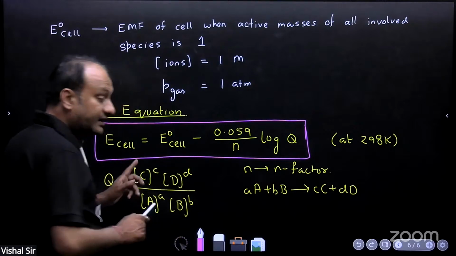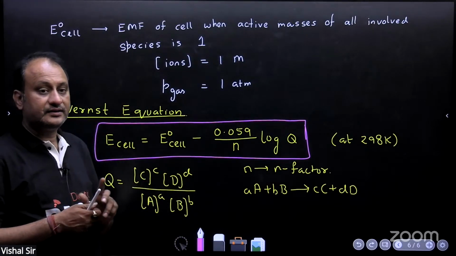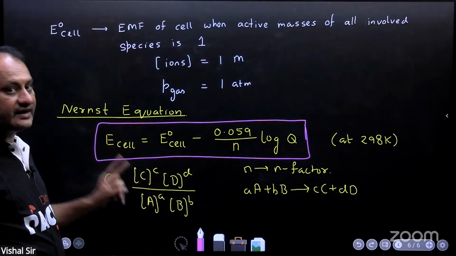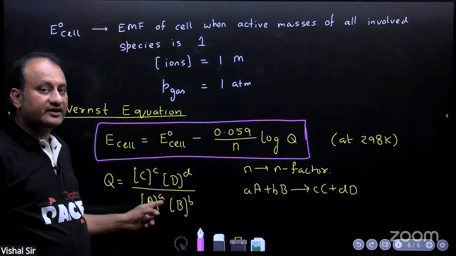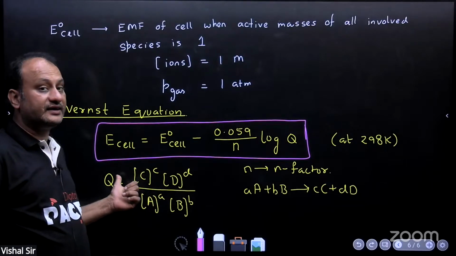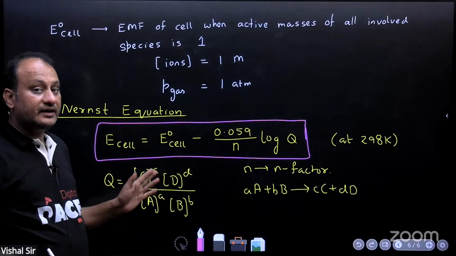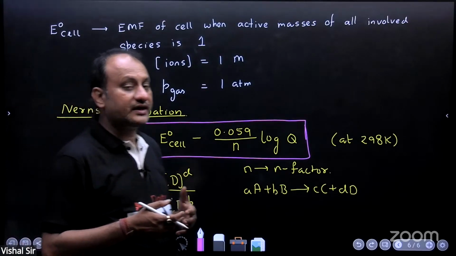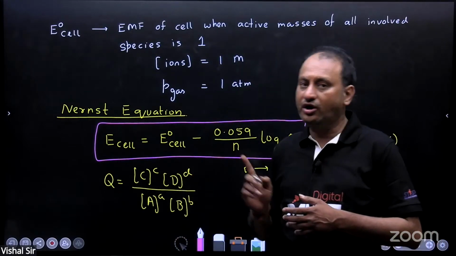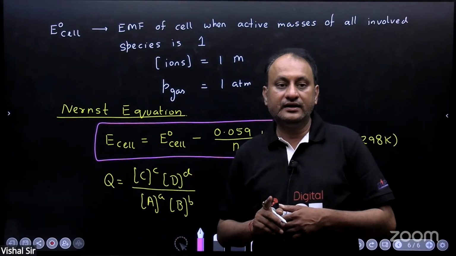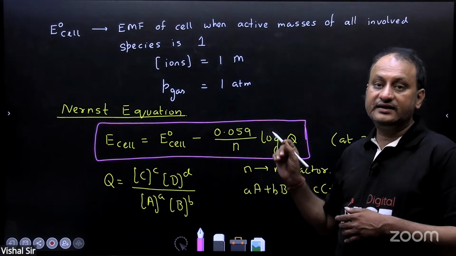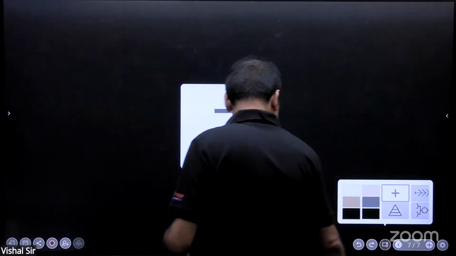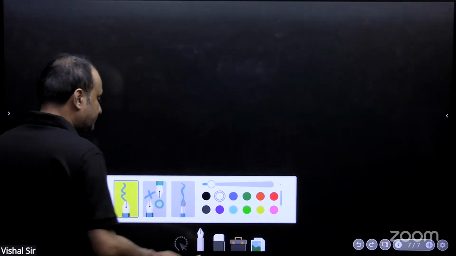No, this is not equilibrium constant. Please understand. Equilibrium constant, these are active masses at equilibrium. If these are active masses at equilibrium, then this is equilibrium constant. But if these are active masses at any instant, at starting or anywhere during the reaction, then this ratio is not called equilibrium constant. Then it is called reaction quotient. So now let's see how to apply Nernst equation.